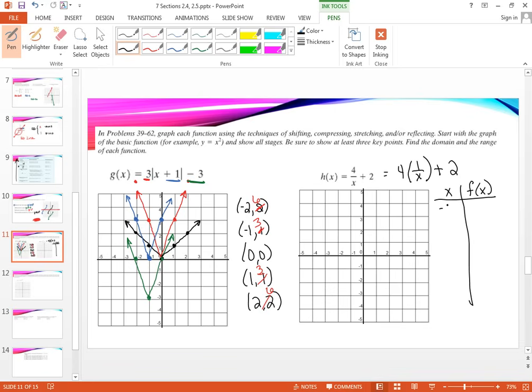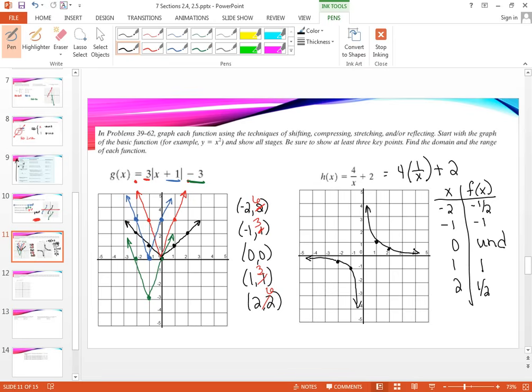So let's see, negative 2, negative 1, 0, 1, 2. So when x is negative 2, we had negative 1/2. When x is negative 1, we had negative 1. When x is 0, it was undefined. When x is 1, we had 1. When x is 2, we had 1/2. So the base graph, remember, kind of looked like this. And then it went through 1, 1, and 2, 1/2, and again like that. Now this is just the base graph, okay?